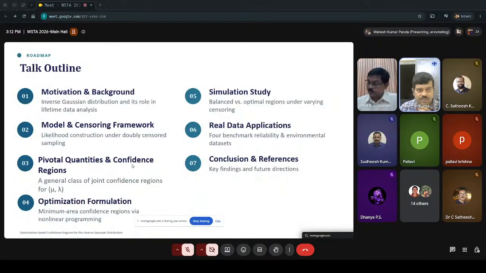This is the content of the talk: motivation and background, the inverse Gaussian distribution and its role in lifetime data analysis. Then I will discuss likelihood construction under doubly censored sampling. Next would be pivotal quantities and confidence regions, and how we are going to get the optimal region using a nonlinear programming problem. Finally, I'll illustrate the application of the theory through a simulation study and then real data applications.